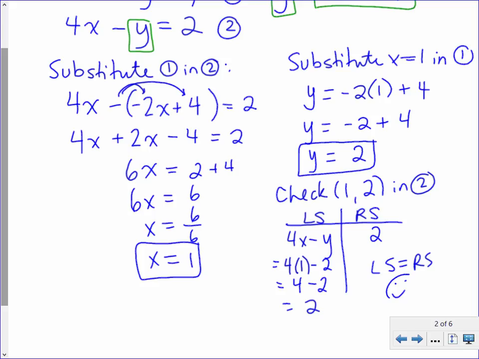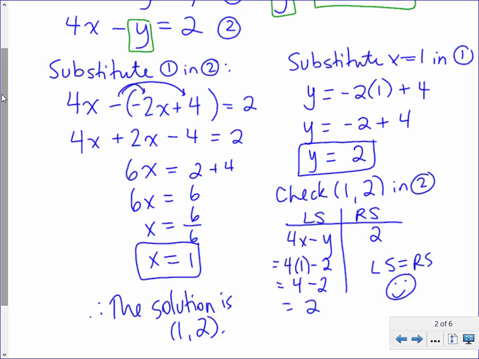And so the solution is, you have found the point where those two lines, or those two equations, would meet if you graphed them. And that's how substitution works.